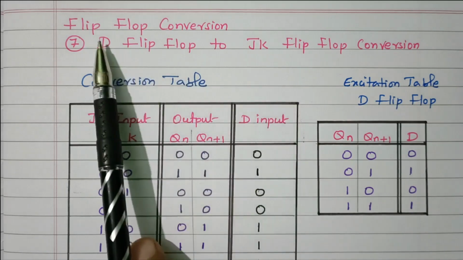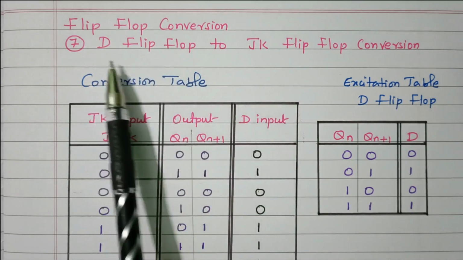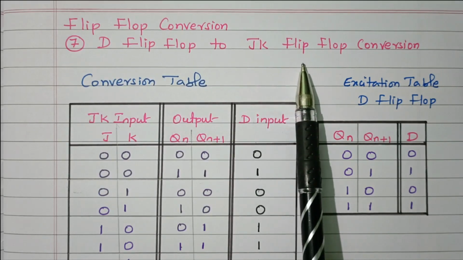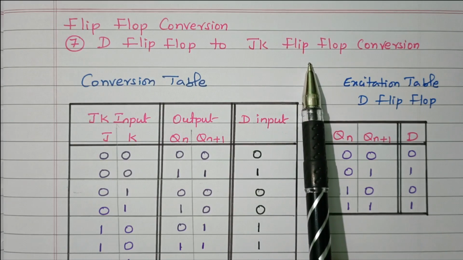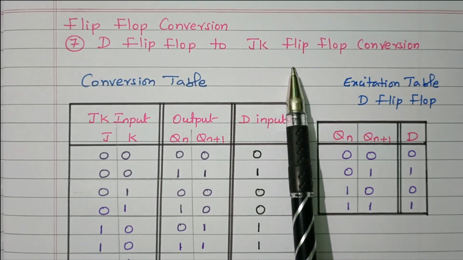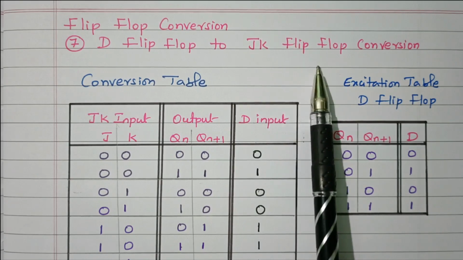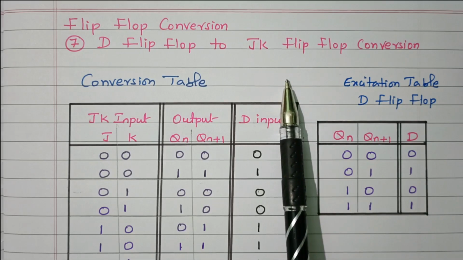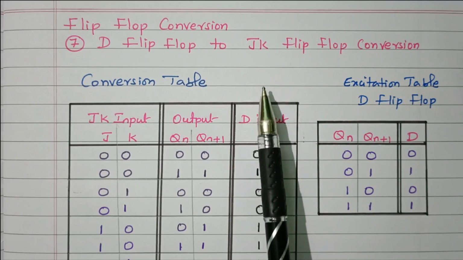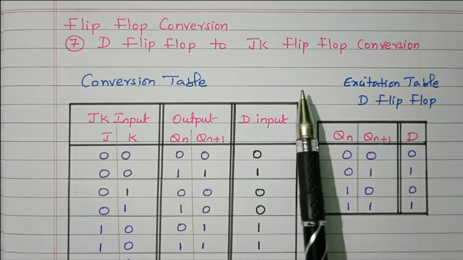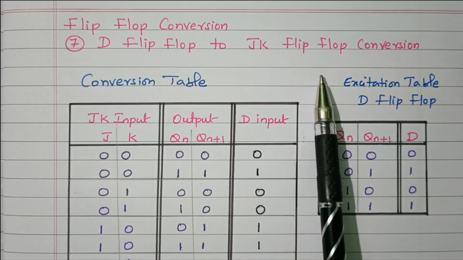Now we'll go to the topic, flip-flop conversion from D type to JK type. We know that a flip-flop is a storage element. It will store 1-bit data. The flip-flop output has two states available, present state and next state. The next state output depends upon the present state output as well as the input. So the input and the present state output will decide the next state output. This is the detail about the flip-flop.